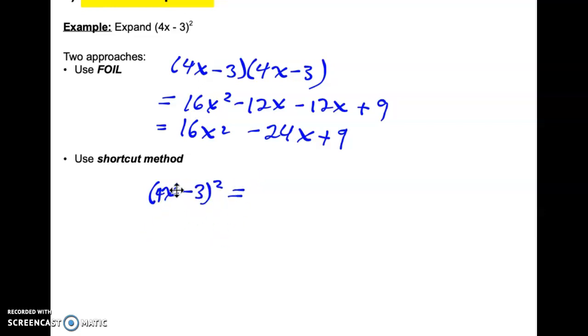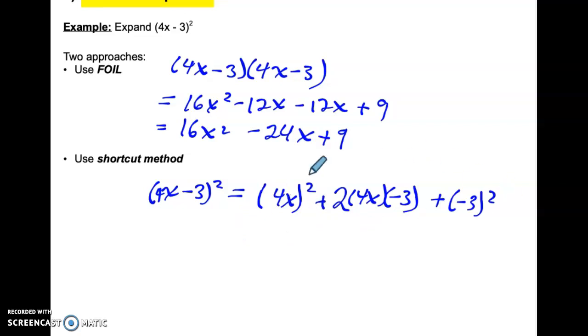So for the shortcut, what we do is we take the first term and we square it. I'll actually write out the step. We're going to take that first term and square it, so 4x all squared. Okay. And then next we take first term times last term. So 4x times negative 3. And we double it. So multiply by 2. Okay. And then last but not least, we square the last term.